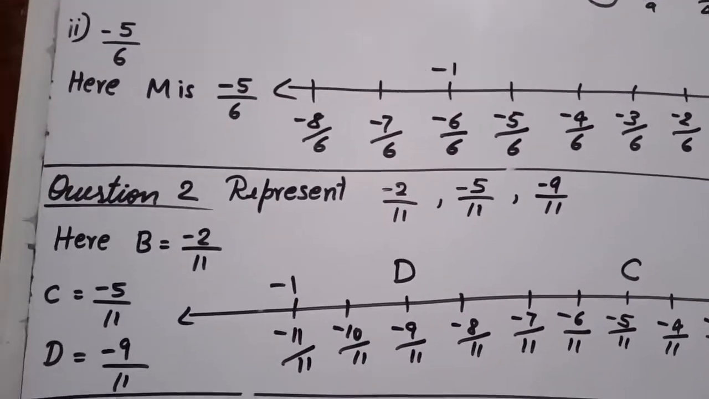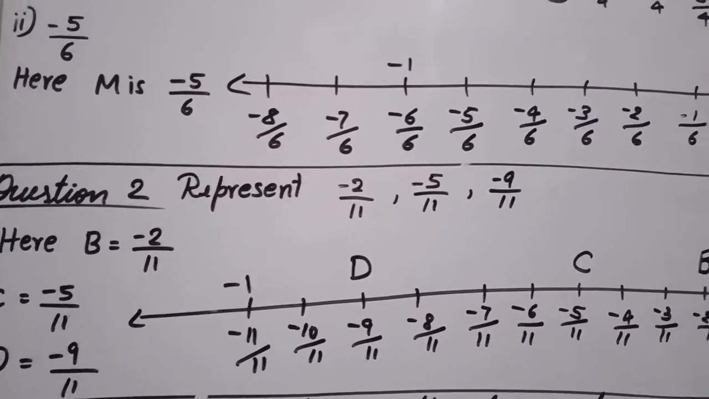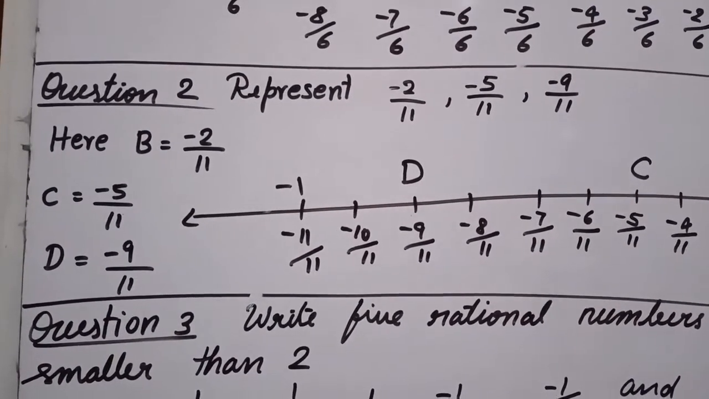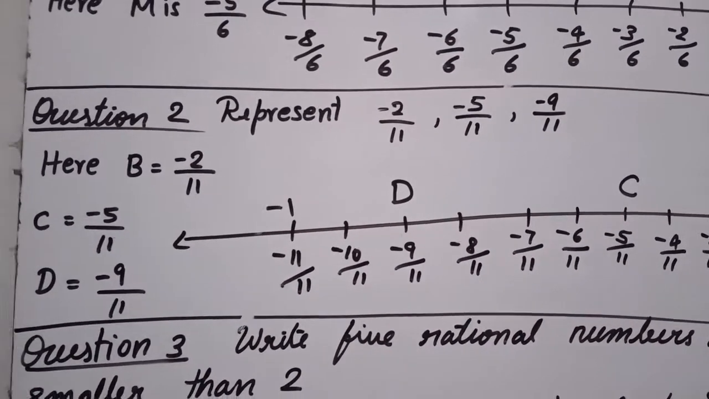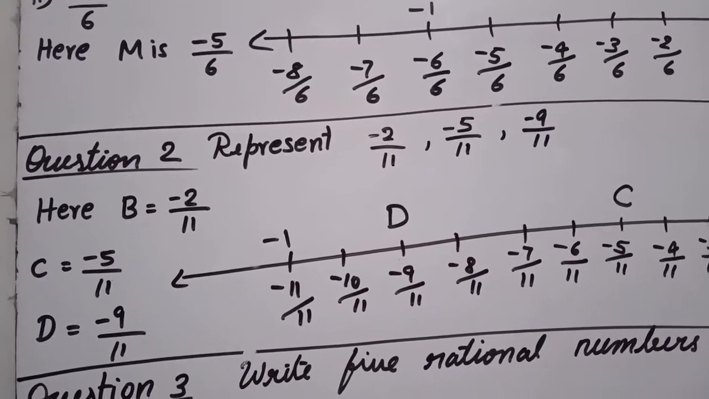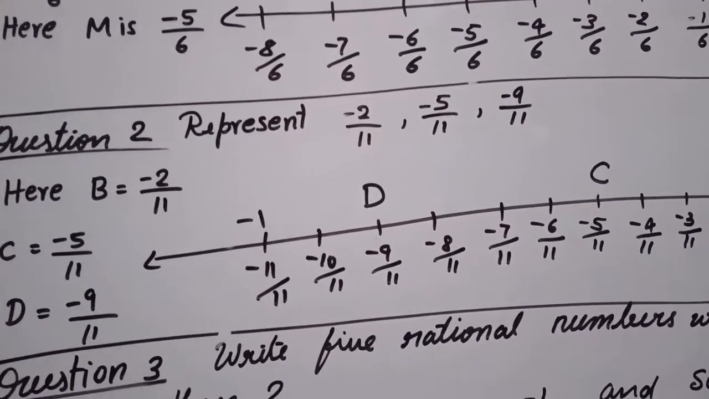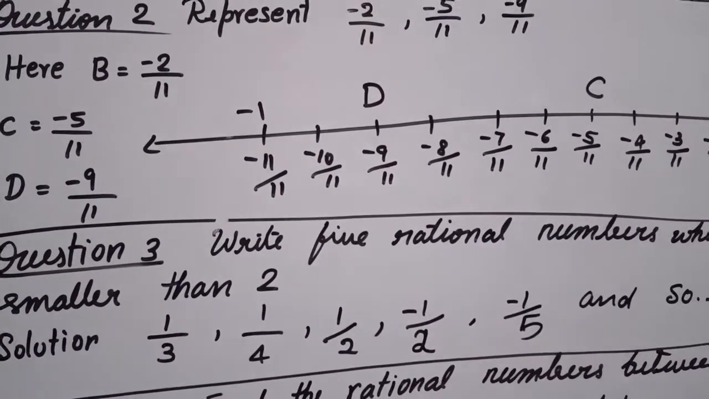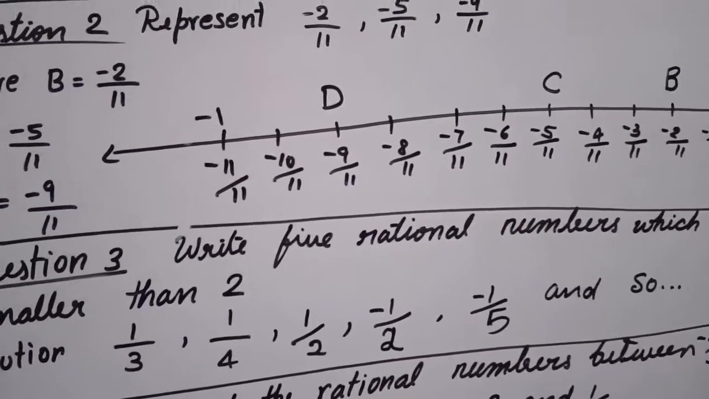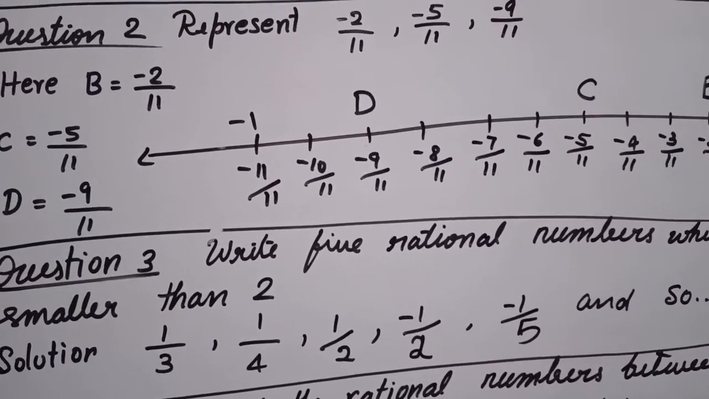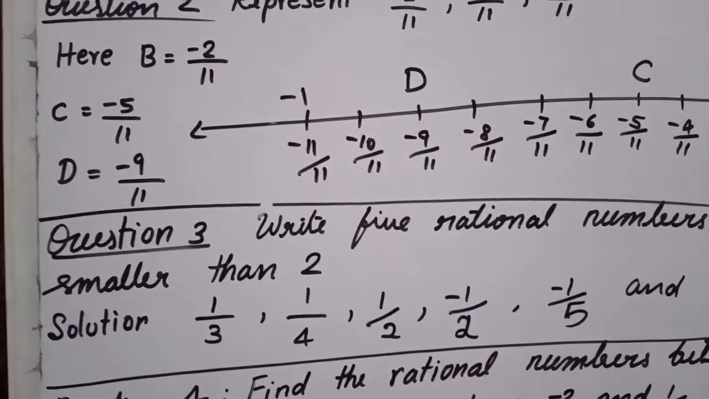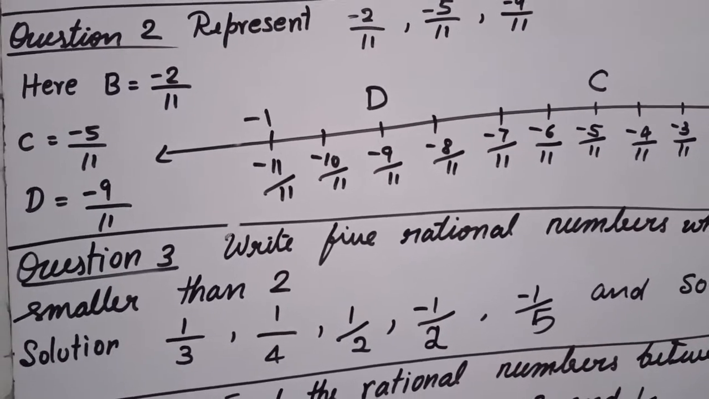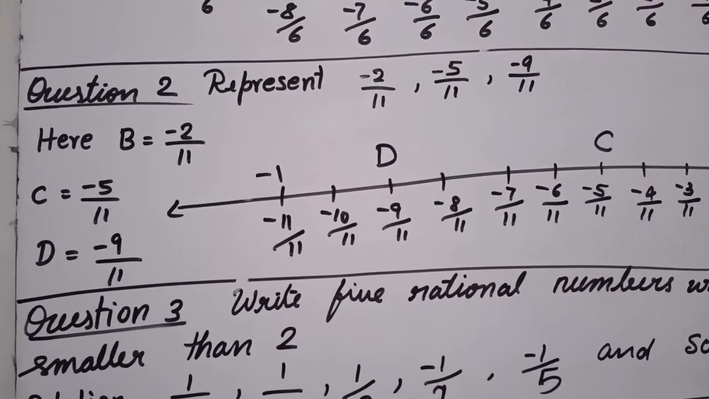Now let us go to question number 3. Write 5 rational numbers which are smaller than 2. This is very easy, my dear students. You can take any part, but they are saying that it is smaller than 2 complete objects. So we can take 1 by 3, 1 by 4, 1 by 2, minus half or minus 5, and so on, any numbers, but when you divide, it should not get the quotient 2. Why? Because if you get the quotient 2, it indicates 2 objects.